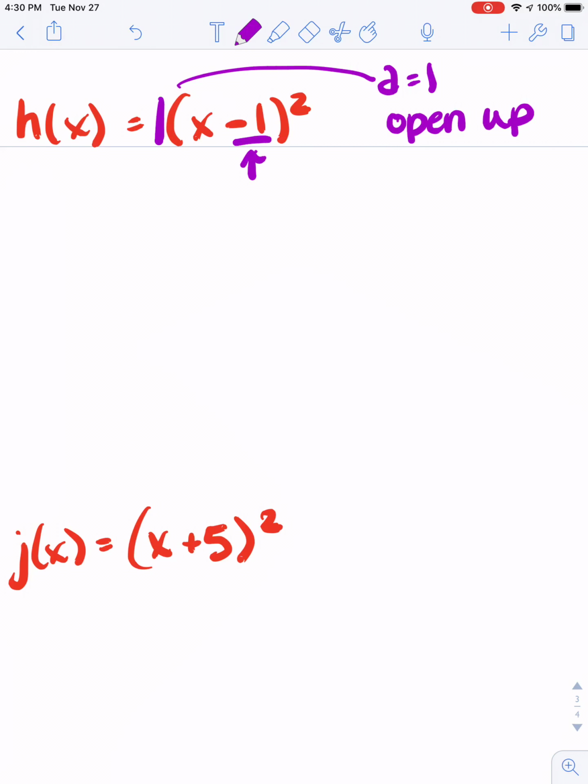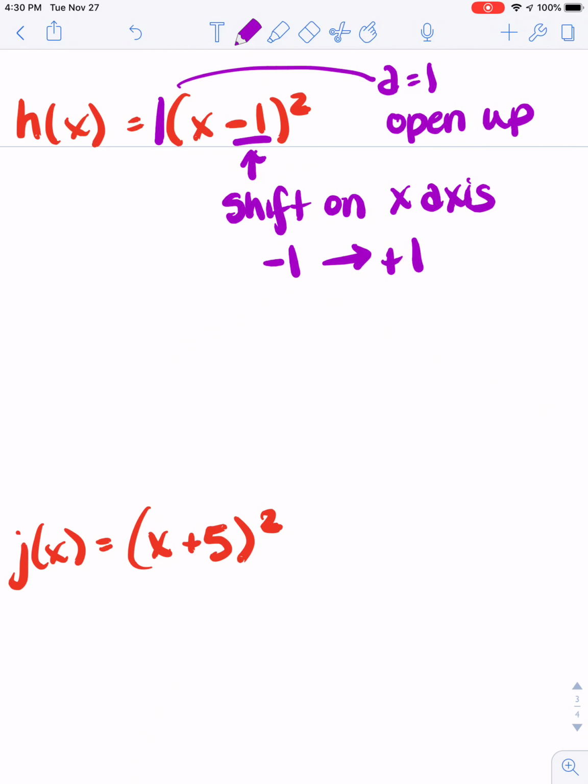If it's inside, that means it's going to be a shift on the x-axis. And if it's minus 1, it's always going to go opposite, so it's going to go to plus 1. And at this point, that means if it goes plus 1, it goes on the x-axis. If this is my x and y axis, it's going to go over 1. And then my graph is going to be like that.